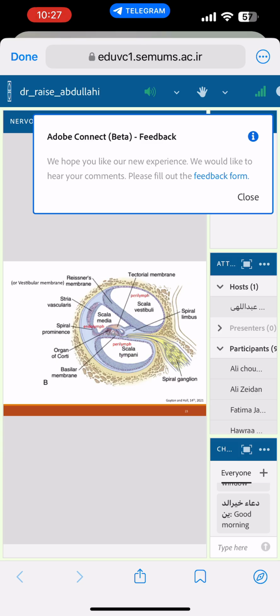Again, you can see the scala vestibuli, which is located above the other tubes, scala media and scala tympani. What is the name of this membrane? Please write it down.